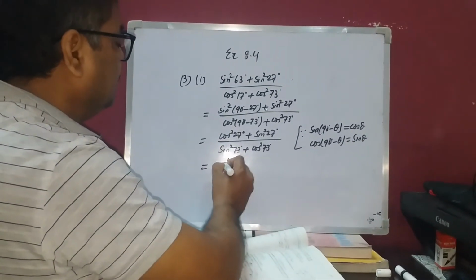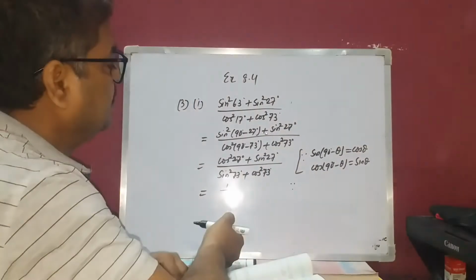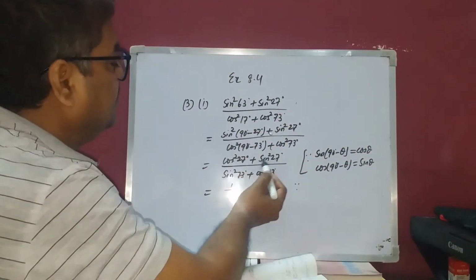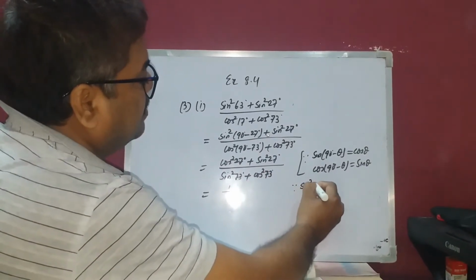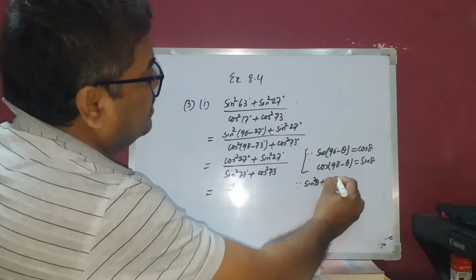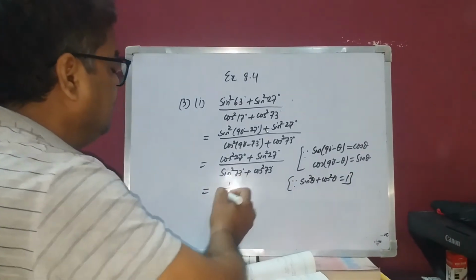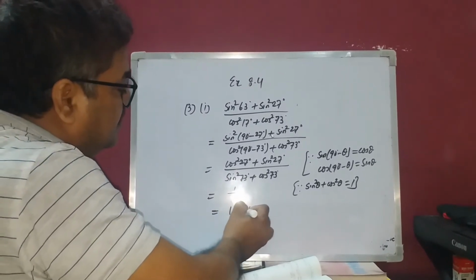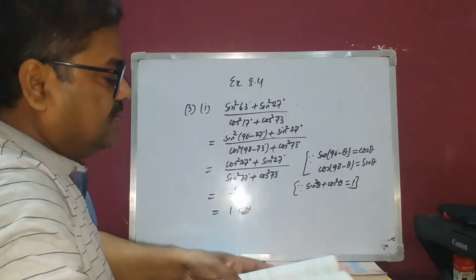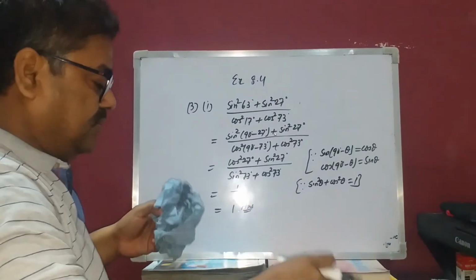And this becomes 1 upon 1, since sin square theta plus cos square theta equals 1. And this will be cancelled out, so the answer is 1. And this is the evaluated answer. Now, the second part of this question.